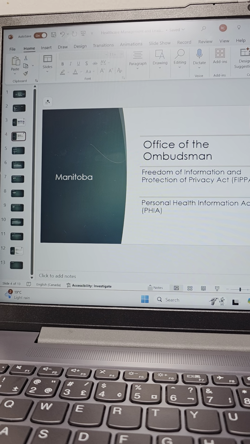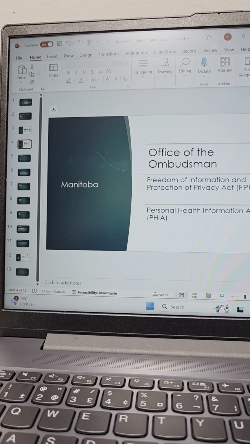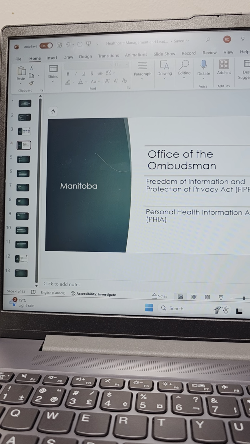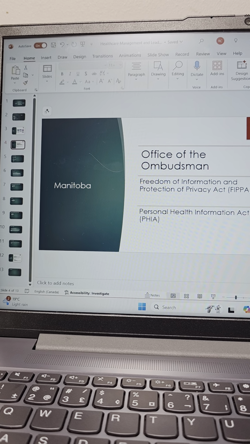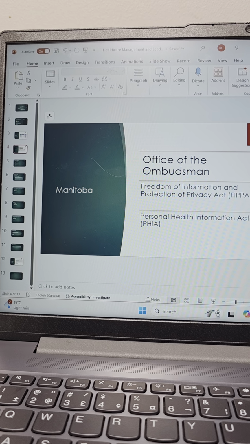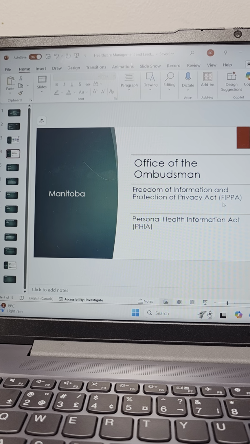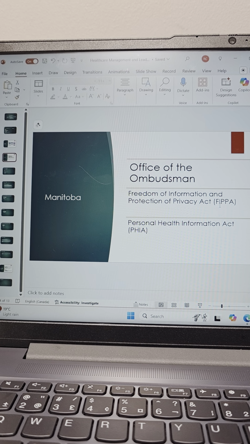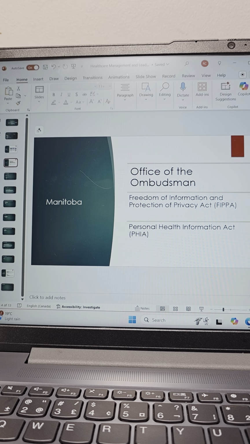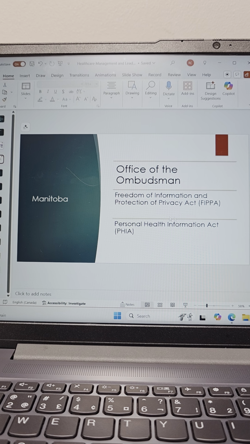In Manitoba, the Privacy Commissioner is the Office of the Ombudsman, which is responsible for overseeing and enforcing the provincial access and privacy laws. It is also responsible for upholding the access to information and privacy rights by investigating complaints and reviewing compliance with the Freedom of Information and Protection of Privacy Act, which is also known as FIPPA, and also the Personal Health Information Act. The Office of the Ombudsman is responsible for both of these.